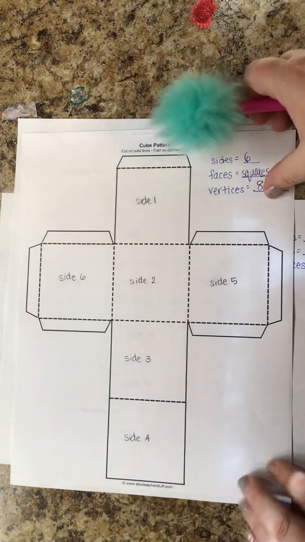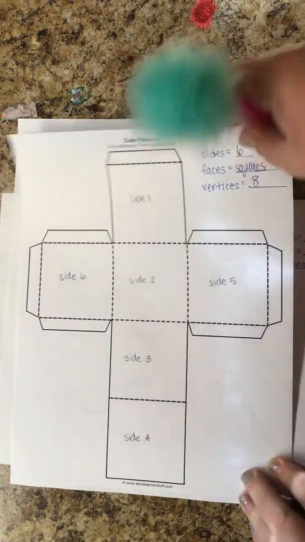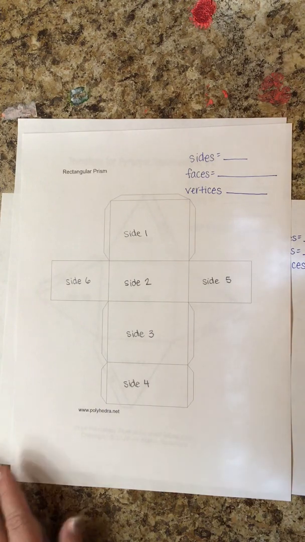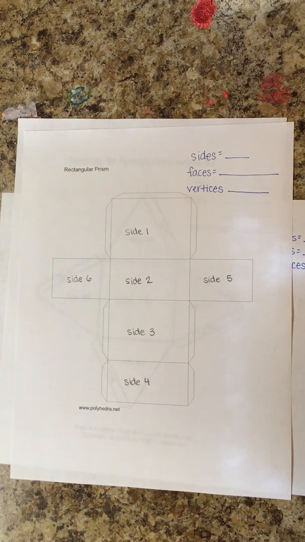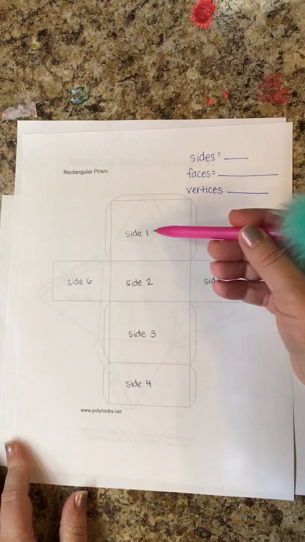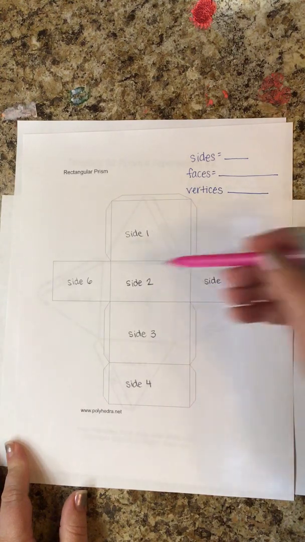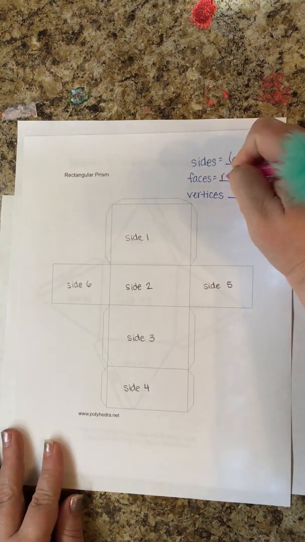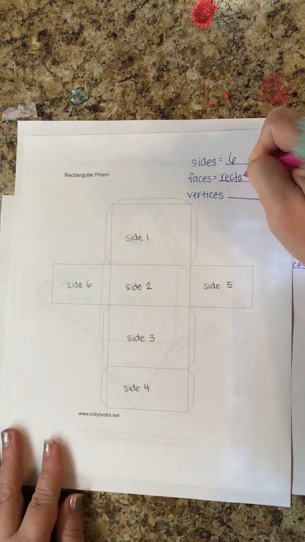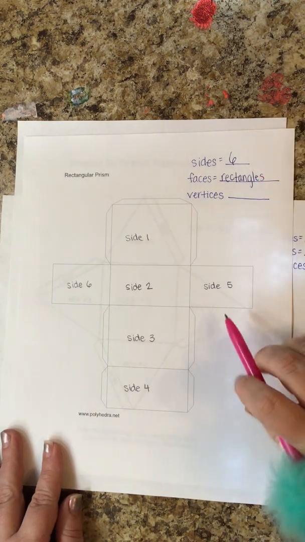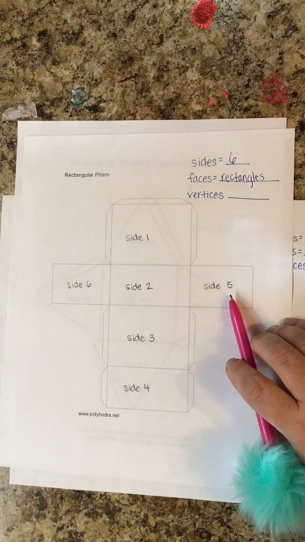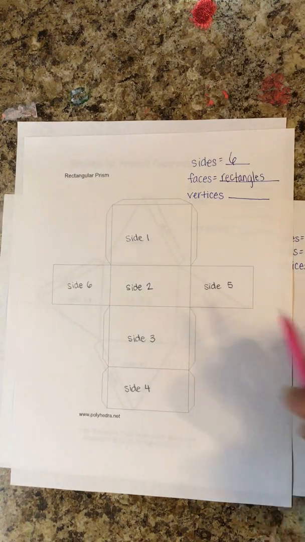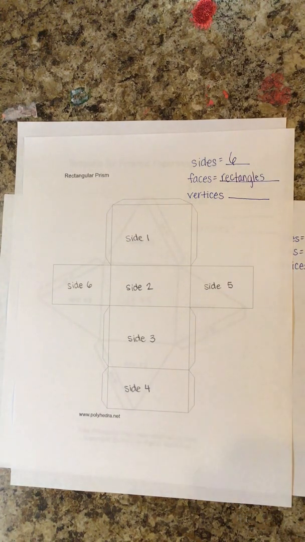All right, our next one, then we're going to do the same thing with. So we are going to look at the number of sides. This is a rectangular prism. They're labeled 1, 2, 3, 4, 5, and 6. The faces on a rectangular prism are all rectangles. Occasionally you'll see a rectangular prism that has cubes on the end of it, and that is called a cuboid, but it's still a rectangular prism. It's just special because it has cubes on the end.